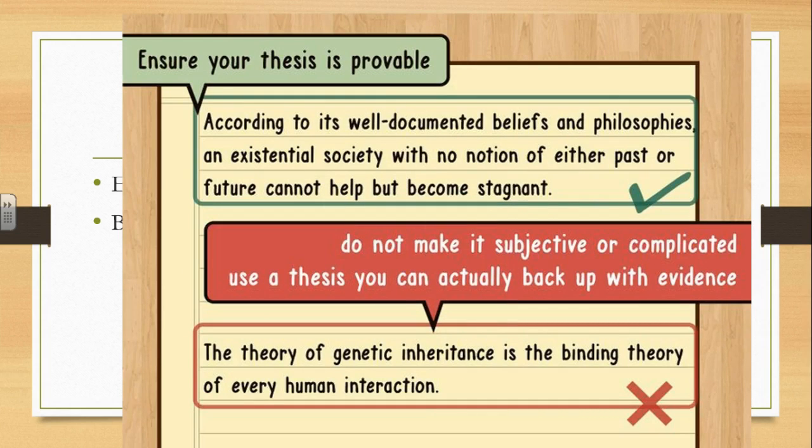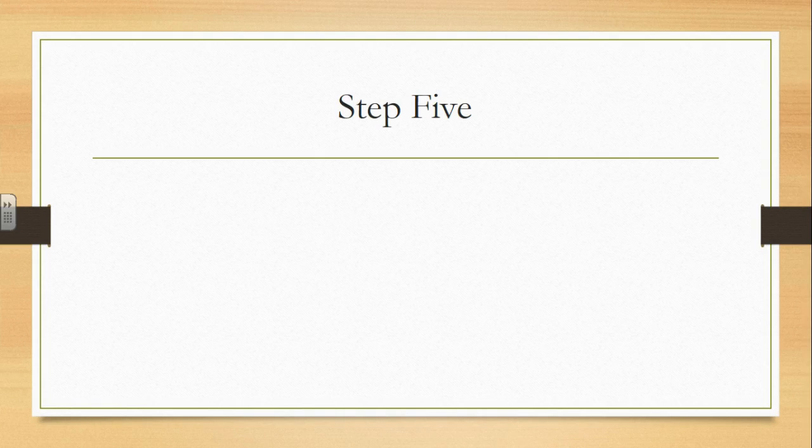Okay, the first one is a good one you should be using. It's provable. According to the well-documented beliefs and philosophies in existentialism, society, with no notion of either past or future, cannot help but become stagnant. Okay, it's objective right there. They're explaining what's going on. Do not make it subjective or complicated, where you have to do what it's saying. The theory of genetic inheritance is the binding theory of every human interaction. That's very hard to prove. It's complicated. I simply cannot do that. I can't prove that essay, or I cannot prove that thesis. Therefore, this is a poor essay to be writing.